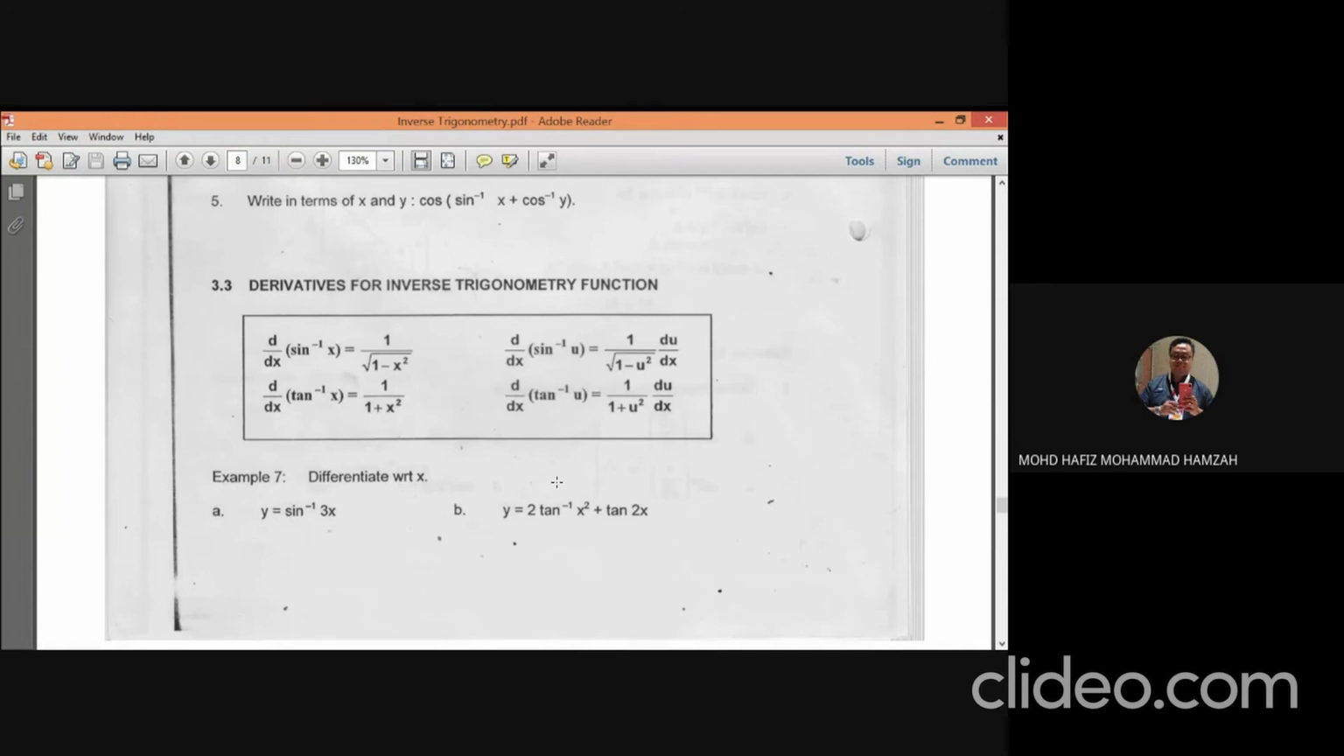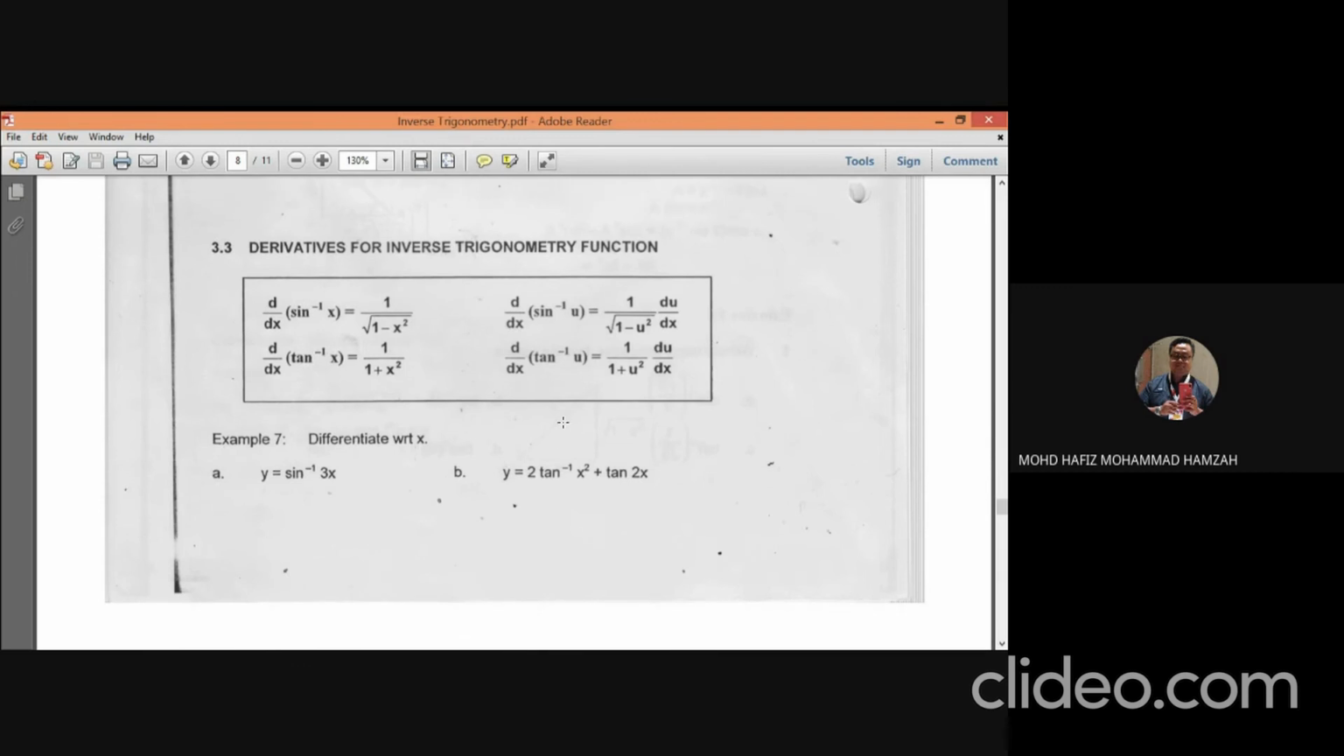list of formula tadi. When we differentiate sin inverse, you akan dapat 1 over x square. Kalau katalah dia ada variable, contohnya selalunya sin inverse x, katalah dia bagi sin inverse 2x. So kalau 2x, then you kena differentiate lagi sekali lah. Tangent inverse pun macam ni. Cos dia tak bagi sebab cos you just put negative outside.